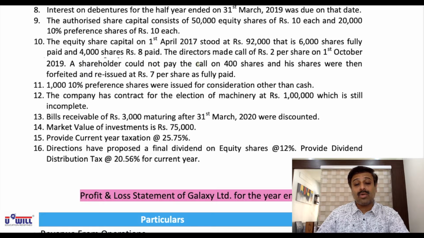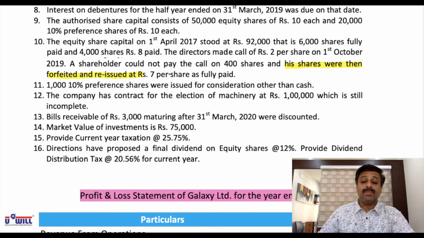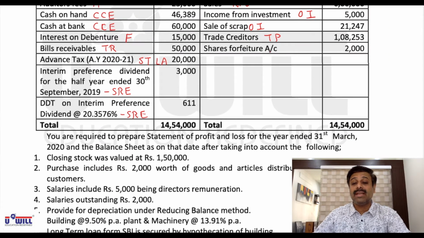Now one shareholder could not pay the final call on 400 shares and his shares were forfeited and reissued at rupees 7 per share as fully paid up. So this means two entries have been passed, forfeiture and reissue. The profit entry has not been passed. Therefore, share forfeiture account is still appearing in the trial balance. We have to pass the third entry and show it as capital reserve in reserves and surplus.